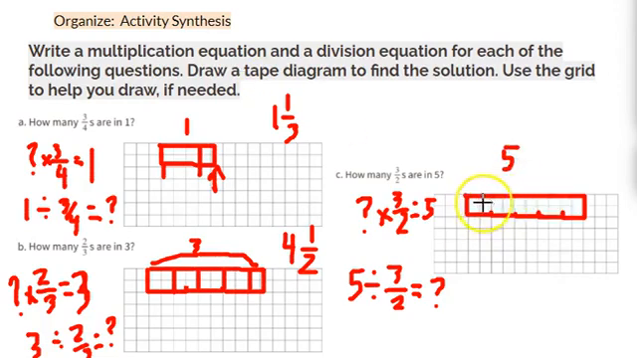Okay, so I've got my 5, right? I broke them up into halves. I've got 5 parts here. Now I'm looking for groups of 3/2. So 1, 2, 3/2 there. 1, 2, 3/2 there. 1, 2, 3/2 there. So I've got 3 full groups, right? Again, it's groups of 3/2. And then I've got 1 part left over.